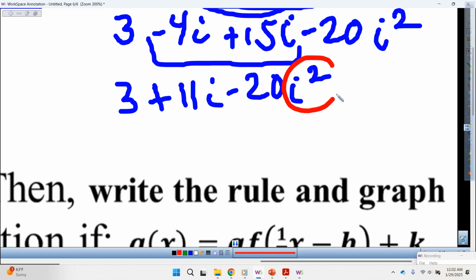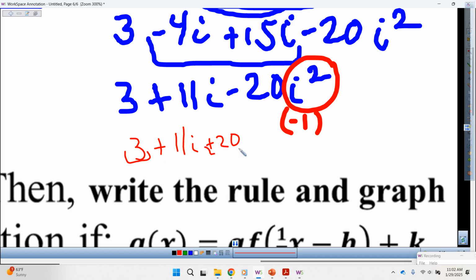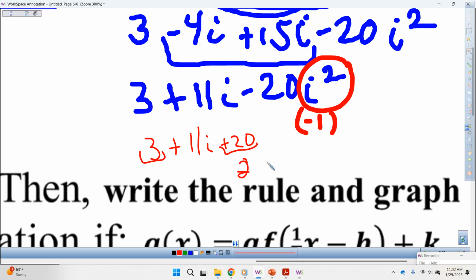Yeah, substitute a negative 1 for the i squared. Negative 1 for the i squared. Therefore, we got 3 plus 11i. Negative 20 times negative 1, that's positive 20. Therefore, combine these, 23. And then at the end, 11i. Hands if you got that by yourself.